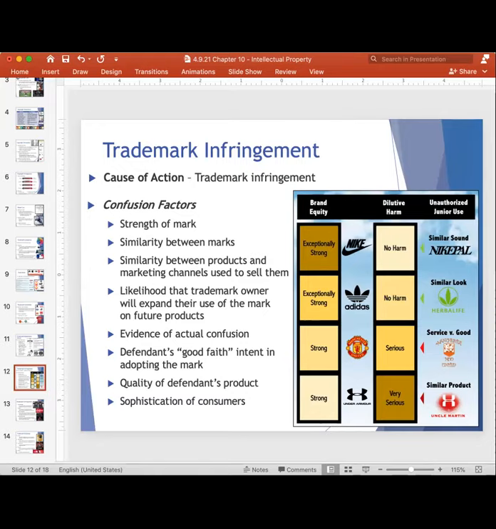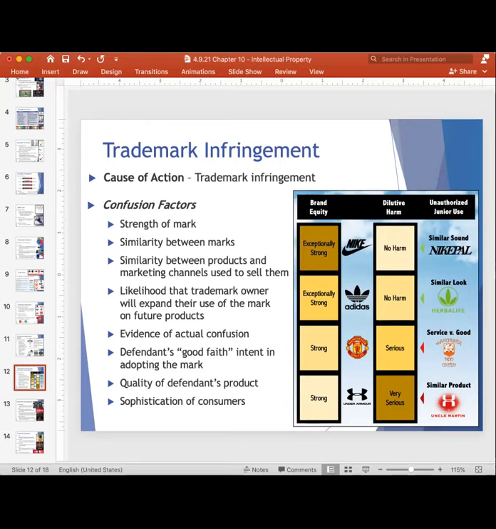They'll look at the similarity between the products and the marketing channels used to sell them. So are the marks referencing a similar product or service, or a completely different product or service? Because that will also change the level of confusion there. And then they'll also look at the likelihood that the trademark owner will expand their use of the mark in future products, because if they want to expand, then there's potential for future confusion. They'll also look at evidence of actual confusion. So is there any data to support the fact that consumers are confused between these two different marks?